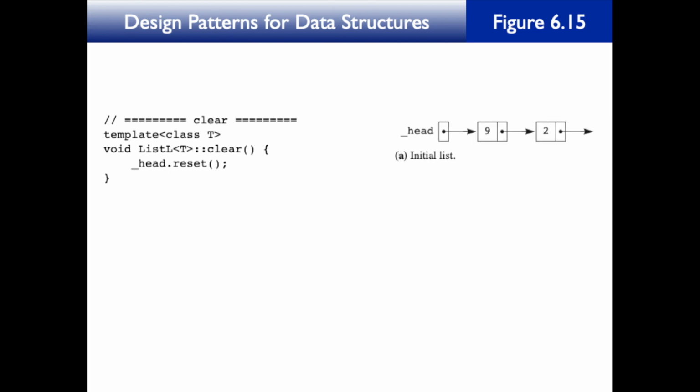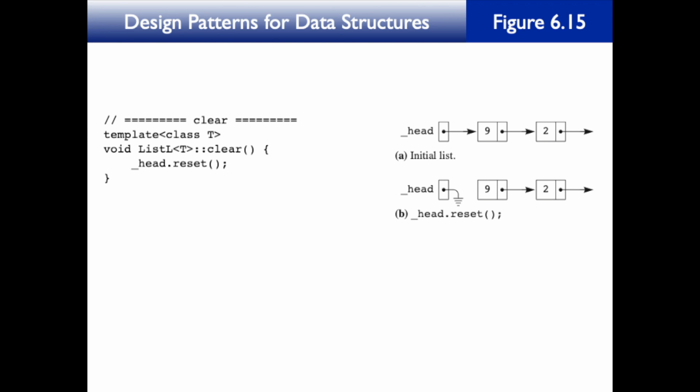Part A of the figure shows the initial list where _head points to the node that contains 9, which in turn points to 2, and so on. Whenever we execute _head.reset, what happens, as shown in part B of the figure, is _head is set to the null pointer. And now the magic of automatic garbage collection comes into play, because the system detects that there are no more pointers pointing to the node that contains 9 in the data part. Therefore, automatic garbage collection will deallocate the node with 9 in it.